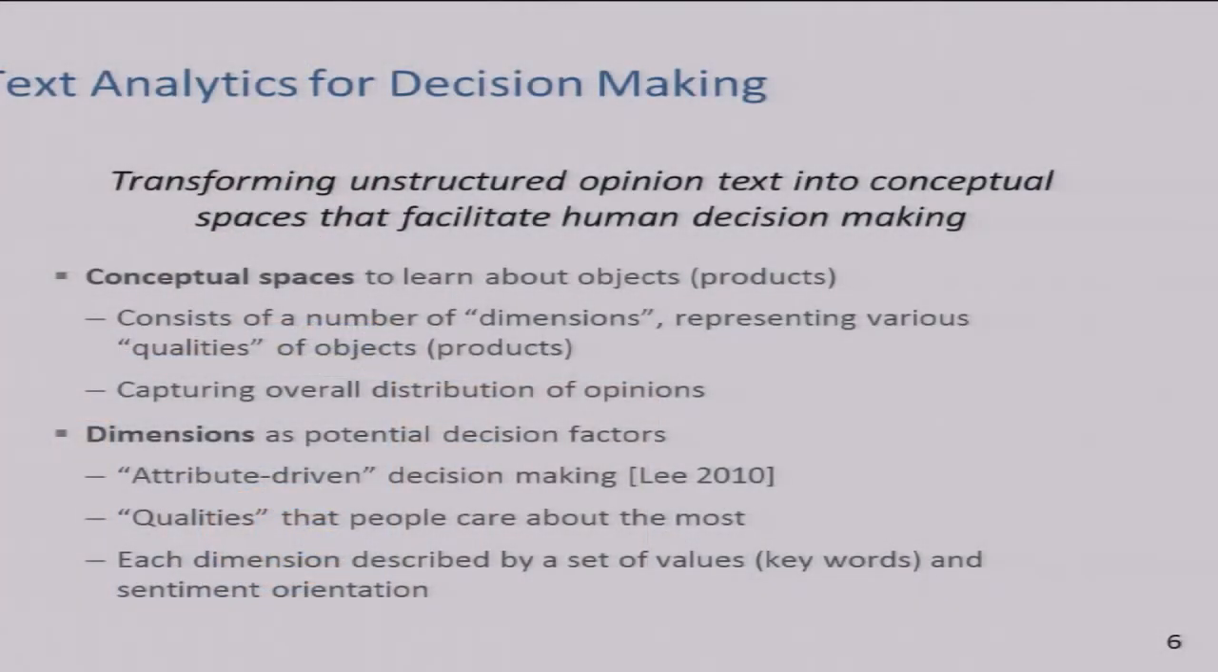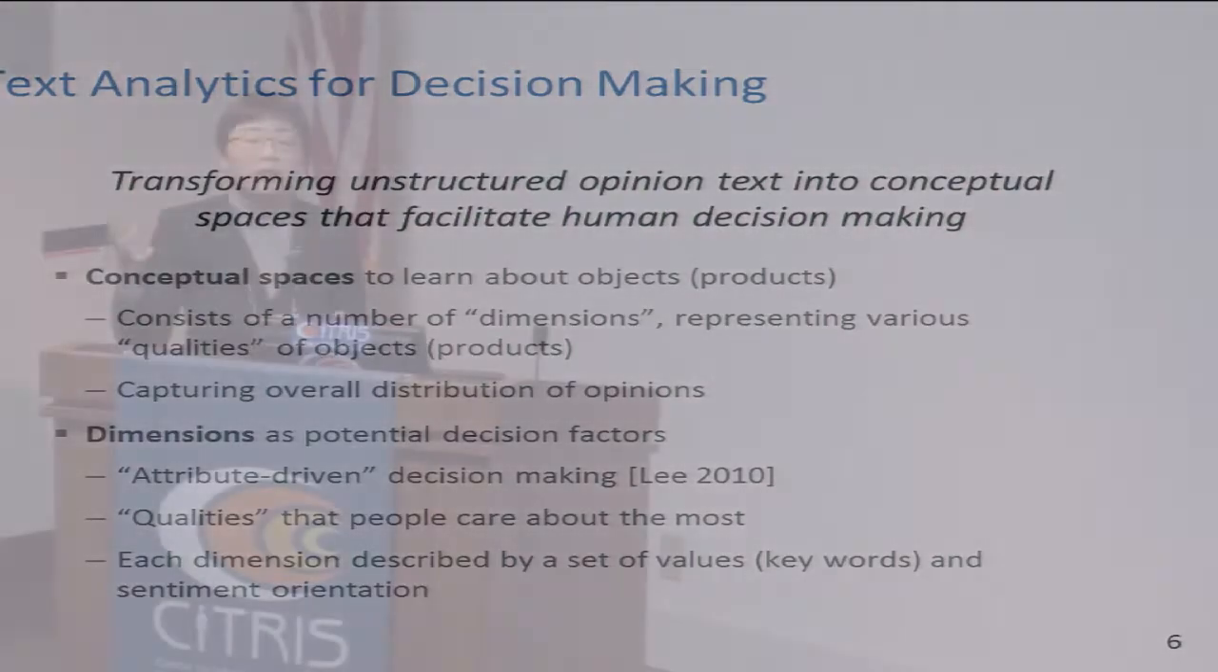You can think this is a very good analogy for how people go through the reviews trying to find out the qualities of each product. And more importantly, the conceptual spaces, unlike other simple types of aspects, visual summary or text summary, actually capture the overall distributions of opinions, so you know how the opinions have been distributed along those different dimensions. Potentially, you can also see the relationships among the dimensions.